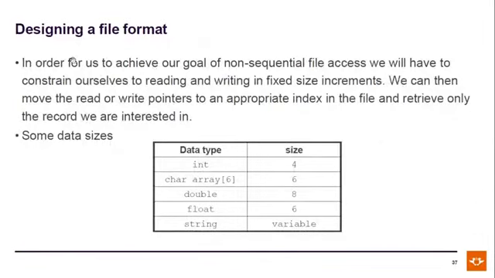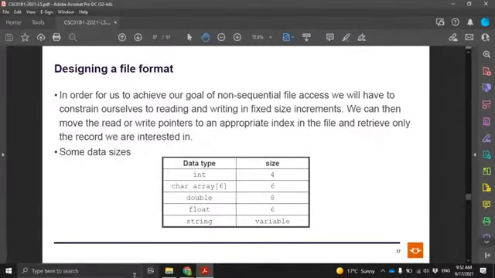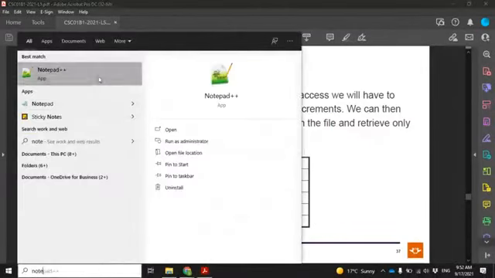Okay, so in terms of designing a file format, in order for us to achieve our goal of non-sequential file access, we need to constrain ourselves to reading and writing in fixed size increments. So this is important, because let's say, for example, you have a text file. Let's actually just have an example of this.